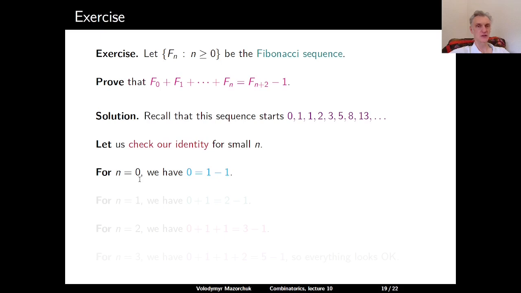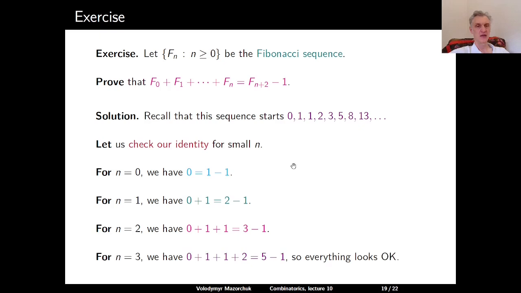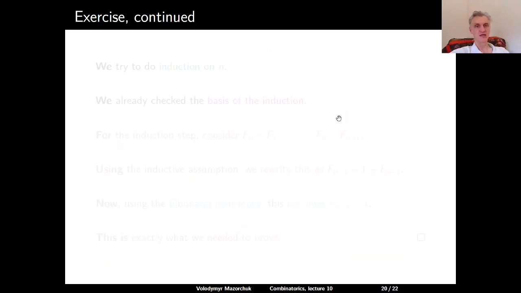For n is equal to 0, we have 0 is equal to 1 minus 1. It works. For n is equal to 1, we have 0 plus 1 is equal to 2 minus 1. Also works. For n is equal to 2, we have 0 plus 1 plus 1 is equal to 3 minus 1. Works. For n is equal to 3, 0 plus 1 plus 1 plus 2 is equal to 5 minus 1. Also works, so this looks okay. Let's try to prove it using induction on n.